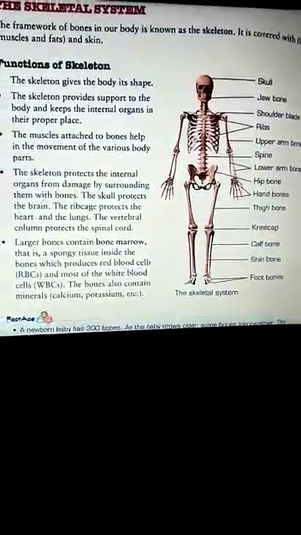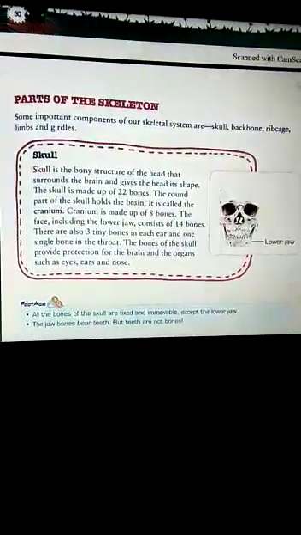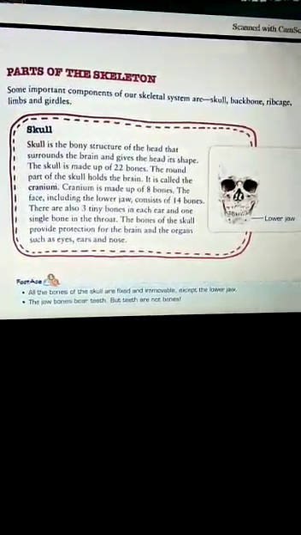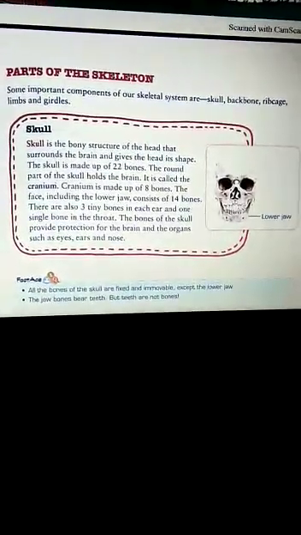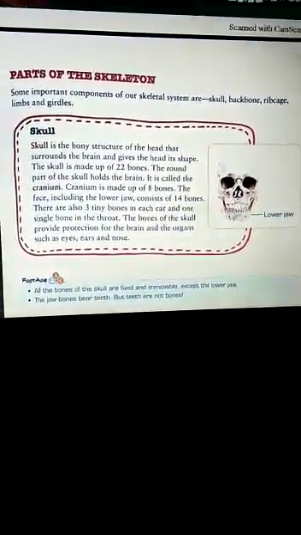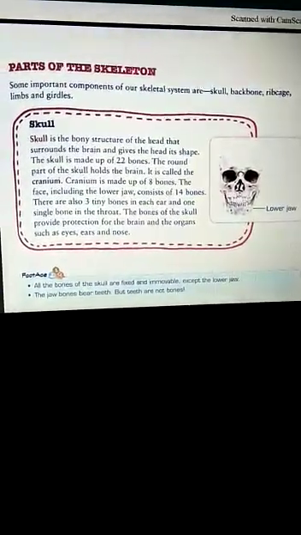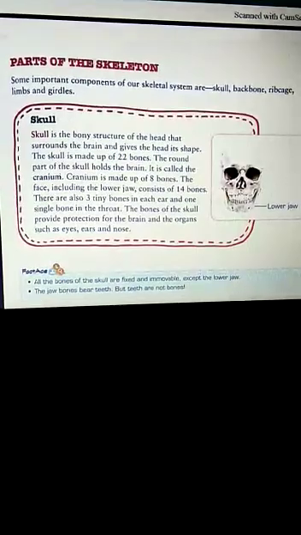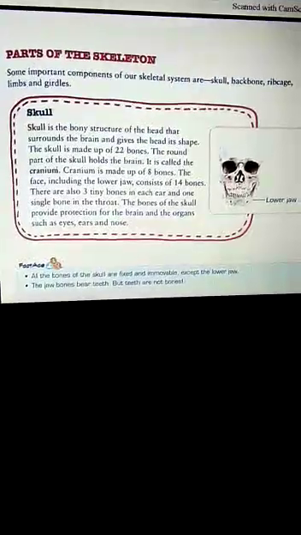So after that, we have to know about the parts of the skeleton. The human skeleton is made up of many parts. So what are these parts? From top to bottom: the skull, backbone, rib cage, limbs and girdles. So we will study one by one all the parts of the skeletal system, and we will know the function of each part of the skeleton.